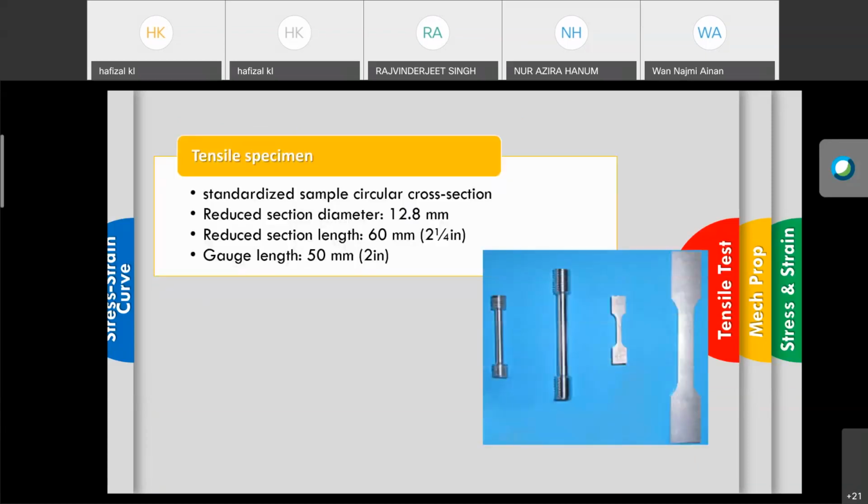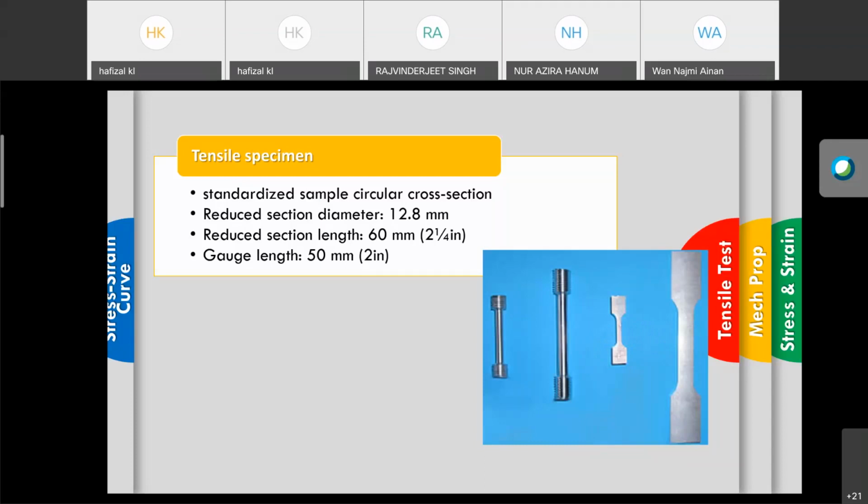Okay. Before we test by using a tensile test, we need to have a very dedicated template of the specimen. They call it a specimen. We need to produce a specimen according to the machine. Some of the specimens are shaped something like this, and some are something like this. It depends on the machine used. So the specimen they call a standard specimen.